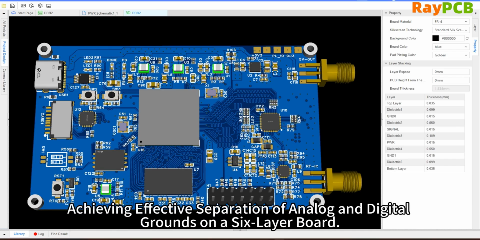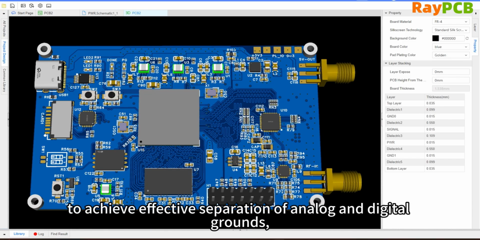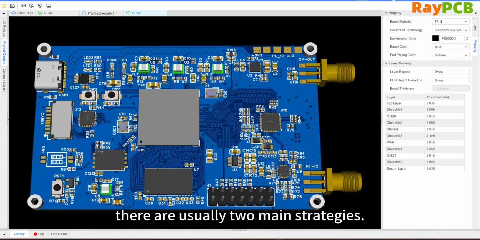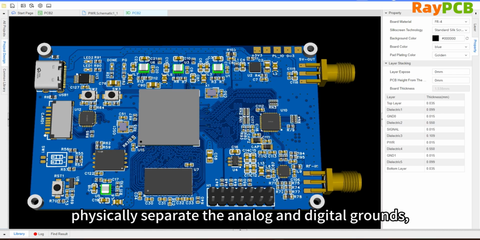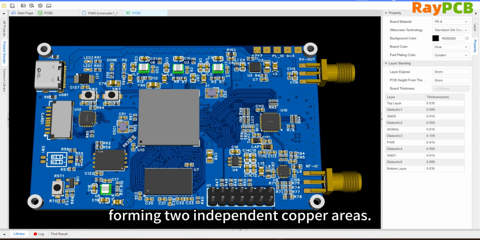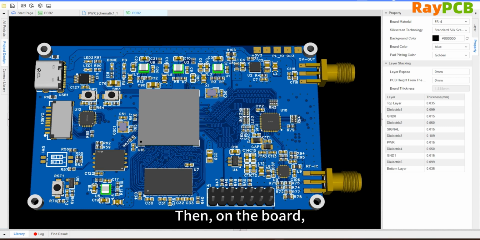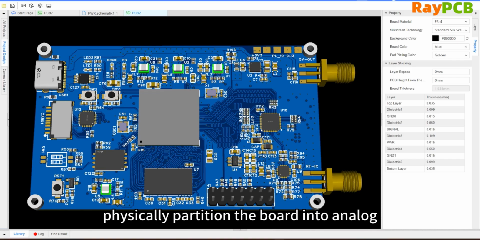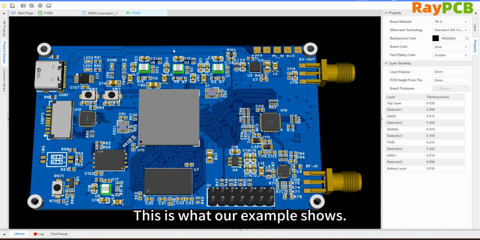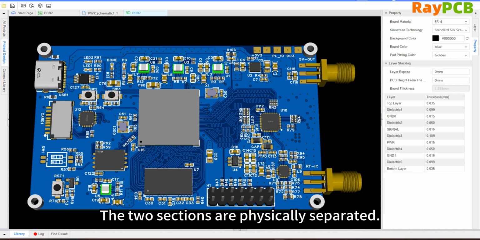On a 6-layer board, effective separation of analog and digital grounds can be achieved in two main ways. The first is the physical partitioning method. On the intermediate plane, the analog and digital grounds are physically separated to form two independent regions. Then on the board, the analog circuit area and the digital circuit area are physically isolated. That is, as shown here, this entire area is for analog circuits and this side is for digital circuits. They are physically divided into two separate sections.